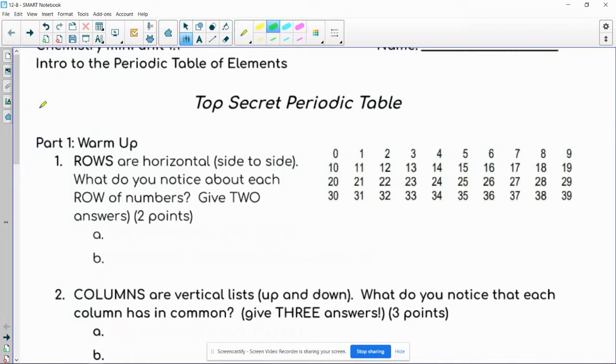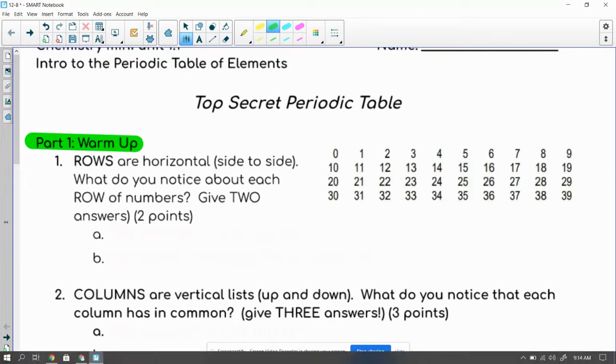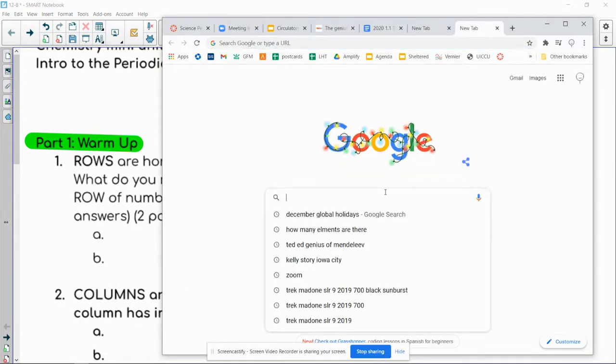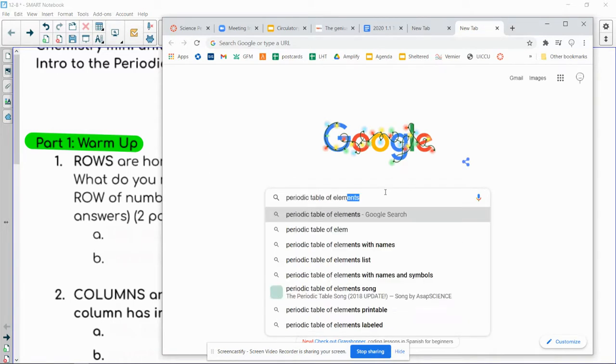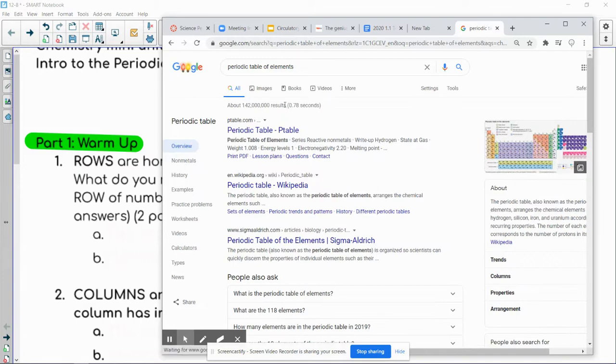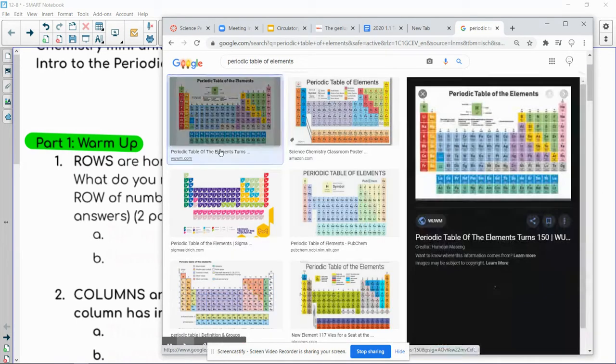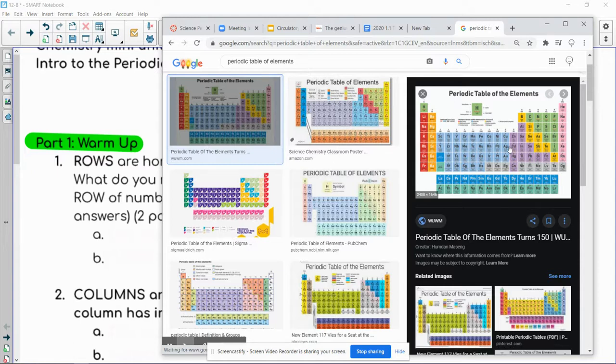It's just a general introduction to the periodic table. A lot of you have seen a picture of the periodic table. I guess I don't have one pulled up right now, but I could do a quick search. And it looks like this. And so there's a lot of symbols and a lot of numbers, but it's organized.